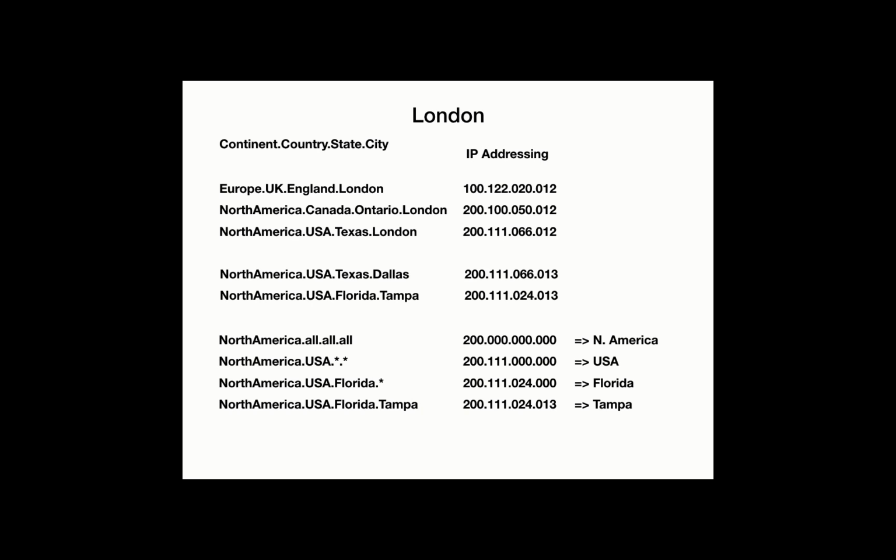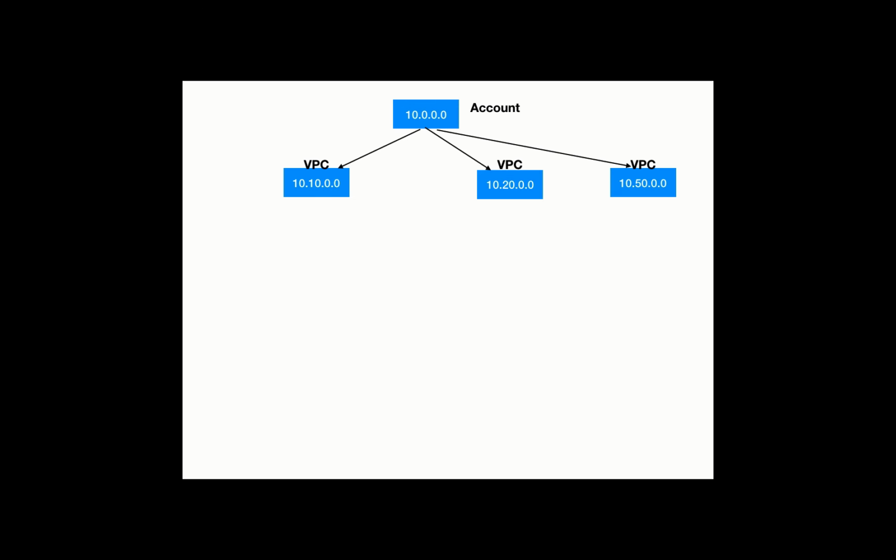For Florida, the last digit will be 0, and for Tampa, the whole thing would have codes. So that becomes the address for Tampa. 200.11.024.0 becomes the address for Florida, and 200.0.0.0 becomes the address for North America.